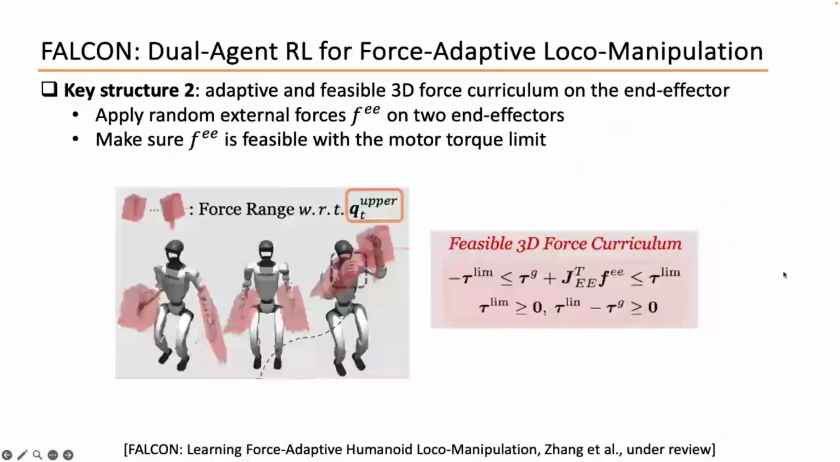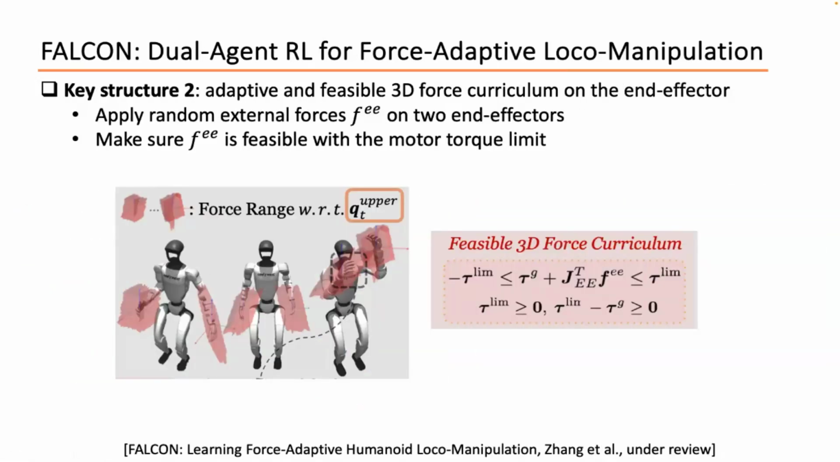Another key structure is inspired by optimal control. We design an adaptive and feasible 3D force curriculum on the end effector, because we need to add external force on the end effector to teach reinforcement learning how to adapt. But we need to make sure that when we add this external force, F_EE, it is feasible. It's not too hard for the humanoid. So we actually solve a tiny optimal control problem to figure out what is the reasonable and effective force to satisfy these constraints. This is another key structure we found very important for learning forceful interaction tasks.